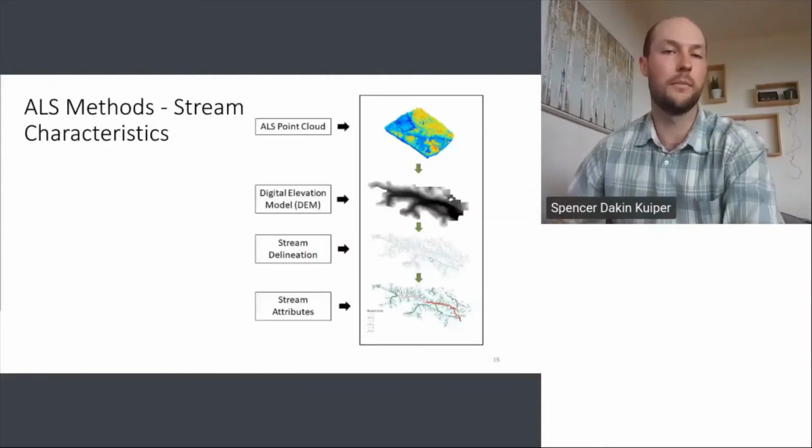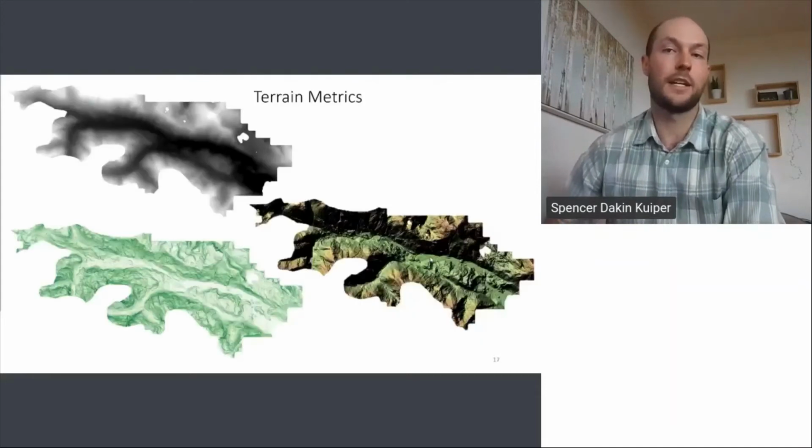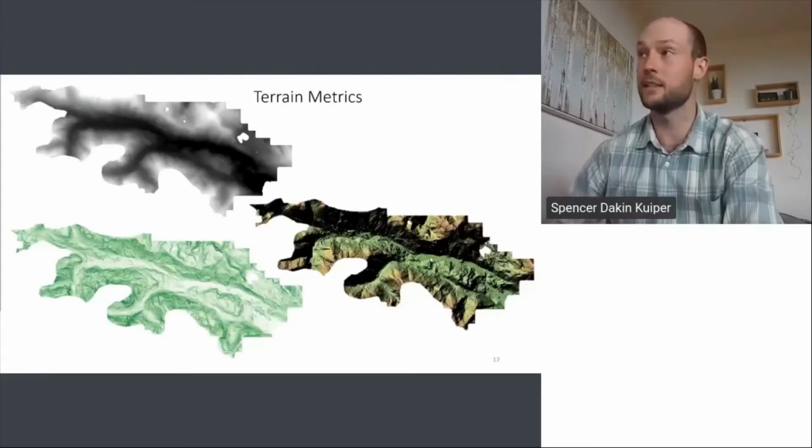So our general methodological flow, we went from a point cloud, we created a digital elevation model from which we derived our streams, and then once we had the delineated streams, we were able to extract our stream attributes. The first metric that we extracted from our LiDAR was the terrain metrics.